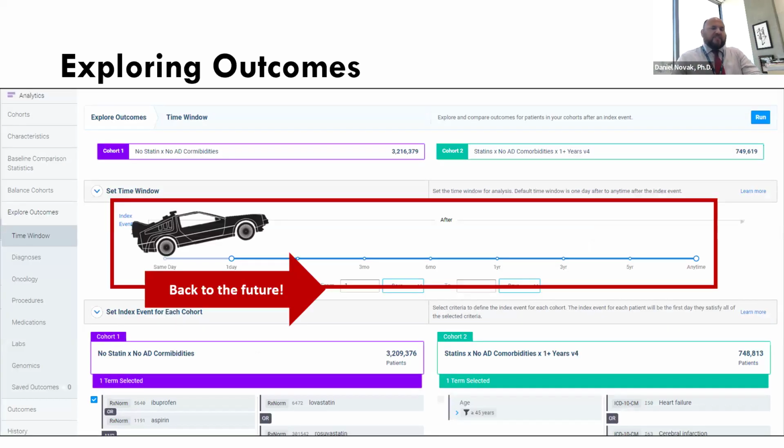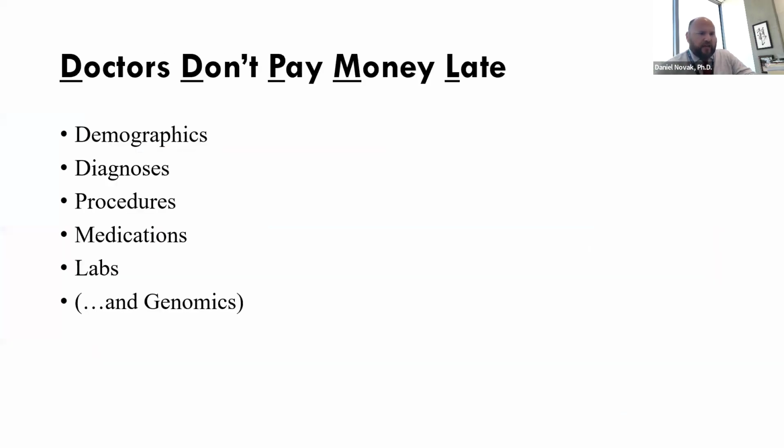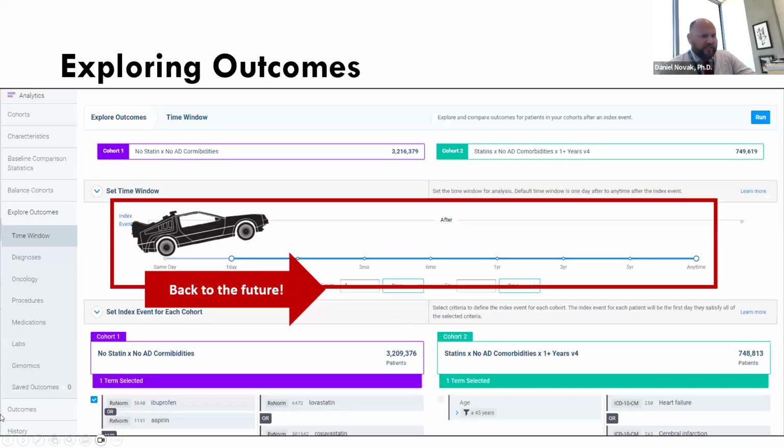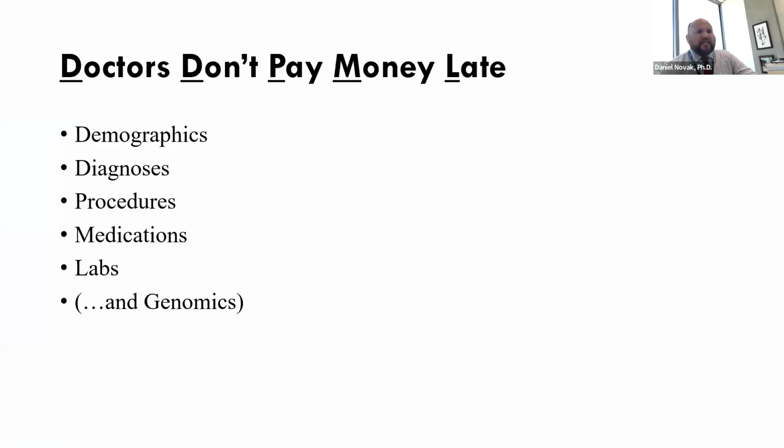But basically, in the same way that our time machine took us into the past for the characteristics, as I said, exploring outcomes takes us into the future. It allows us to look from the same day all the way up to the end of the patient's health record, which is really useful for a lot of reasons. As I said, it operates on the same framework as before. You can see that defined over here. Here are the diagnoses, procedures, medications, labs, and genomics for all people in the study, all your 3.9 million people, almost 4 million people in this study.